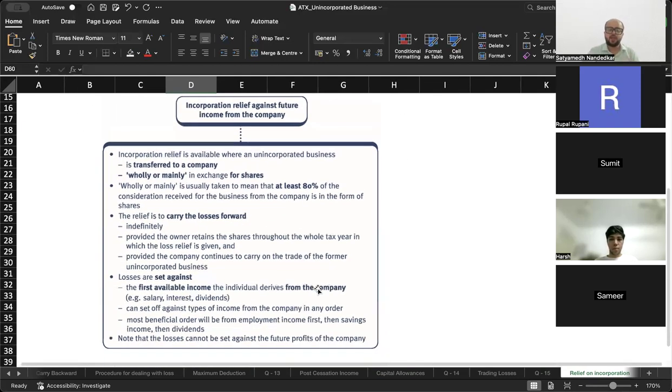Incorporation relief is available where an unconnected business is transferred to a company wholly or mainly in exchange of shares. That means at least 80% of the consideration should be in the form of shares. The relief is to carry the losses forward indefinitely, provided the owner retains the shares throughout the whole tax year in which the loss relief is given, and provided the company continues to carry on the trade of the former unincorporated business. Losses are set against the first available income the individual derives from the company. Can set off against types of income from the company in any order. Most beneficial order will be from employment income first, then savings income, and then dividend.